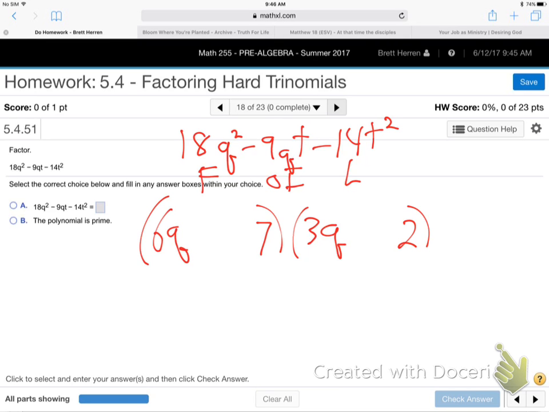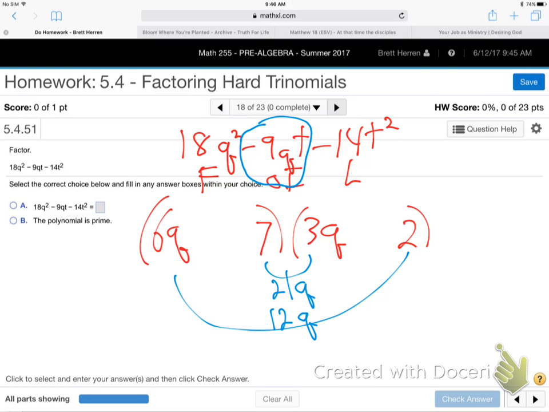Give it a try. Let's see if that's right. Try the happy face arcs. 2 inner, 2 outer. 21q, 12q. Can they make the middle of minus? Oh, I forgot the t's. There's t squared on the right. So that means there have to be t's in the right of each parenthesis.